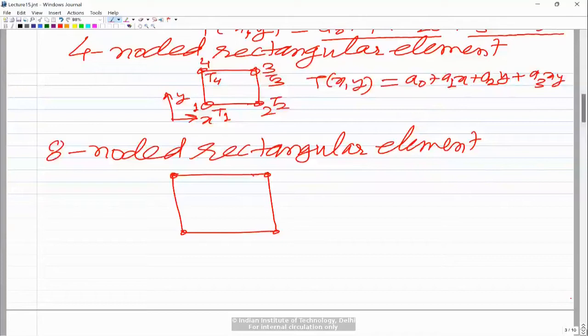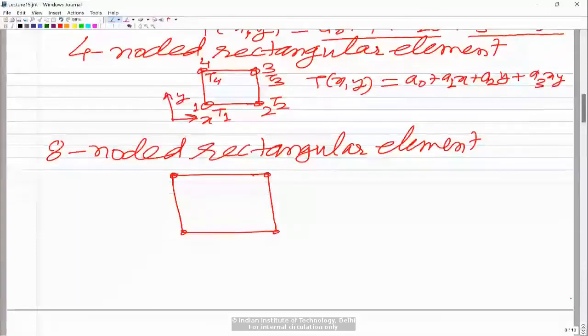It will improve, but we cannot have that in the four noded rectangular element, because a four noded element with temperature as degree of freedom at each node can have only and only four terms. If we want complete quadratic terms, we'll have to go for more nodes in an element. So the next one I am demonstrating is the eight noded rectangular element.